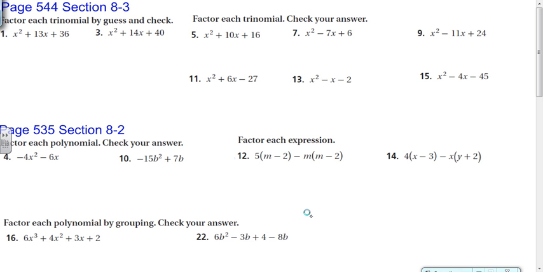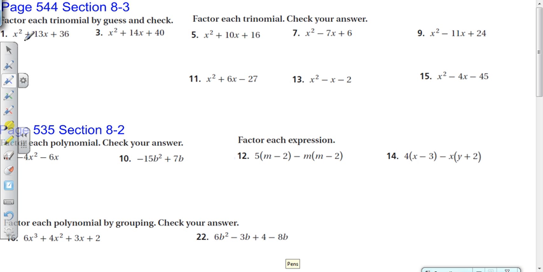Number 1 says to factor each trinomial by guess and check. The first question you ask yourself on any factoring problem is, is there a GCF? Number 1 doesn't have a GCF between 1, 13, and 36, so there's not. So it's basically, what can I multiply to get x squared? x times x. What can I multiply to get 36 that adds up to 13?